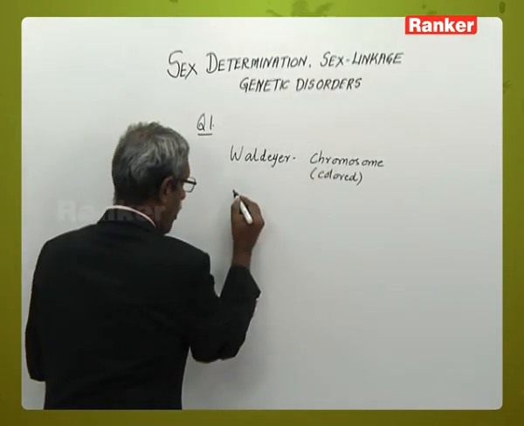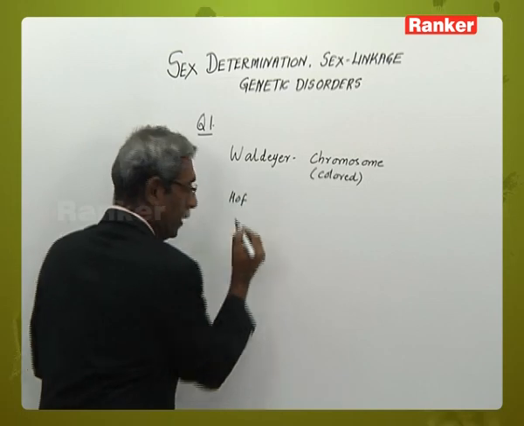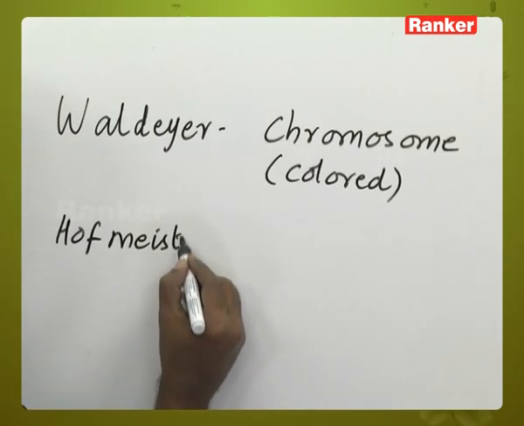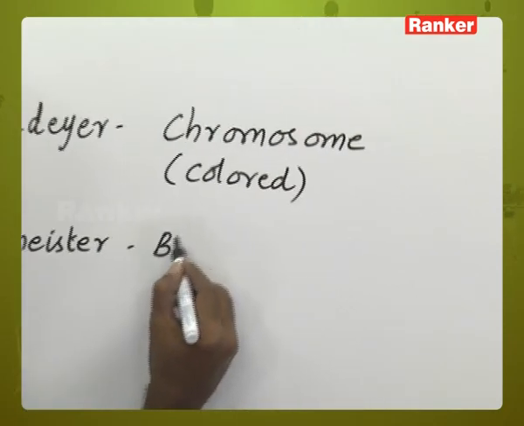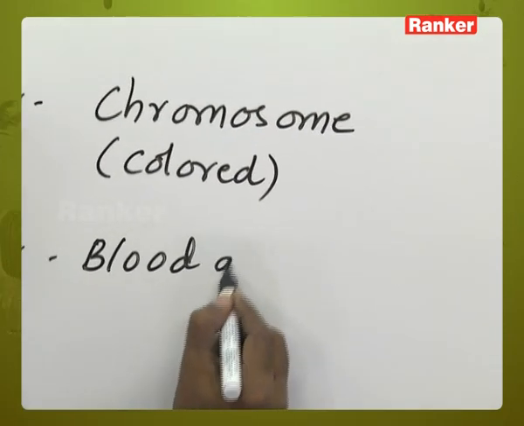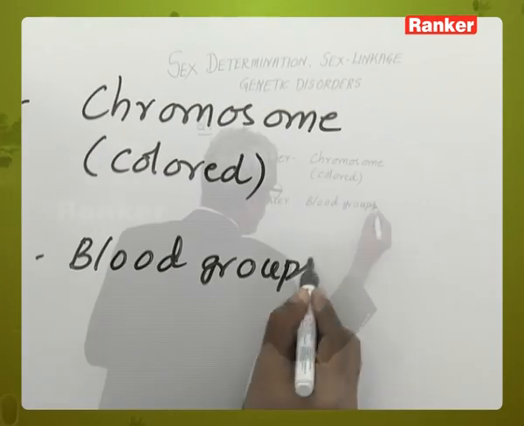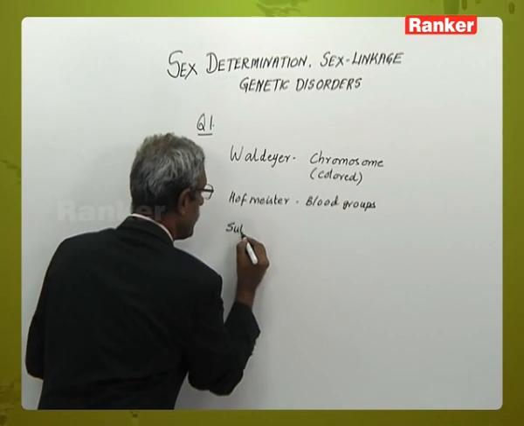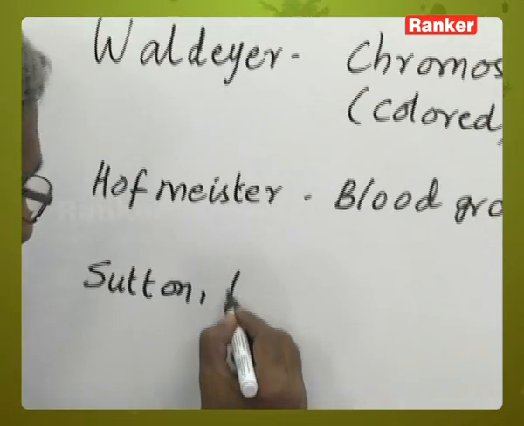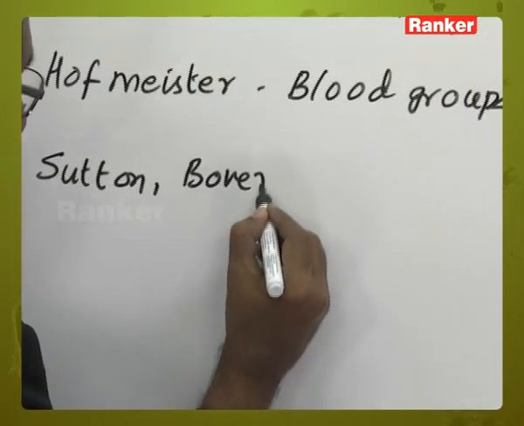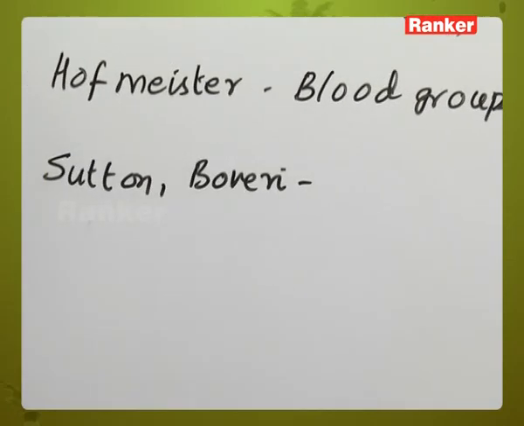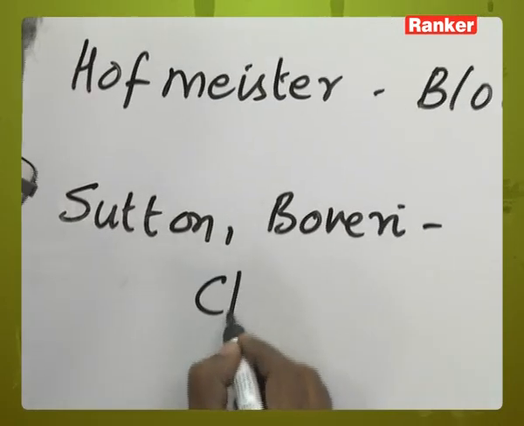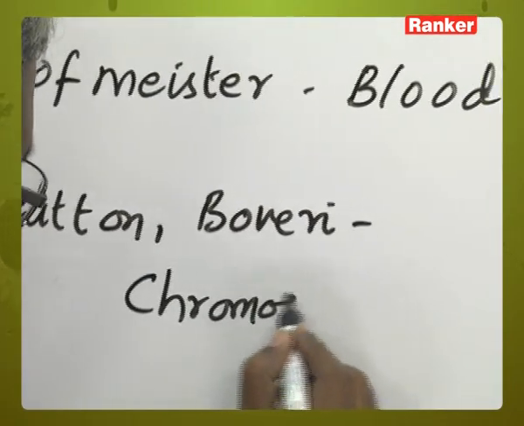While if you take Hofmeister, the choice number A, Hofmeister is associated with blood groups. While Sutton and Boveri, choices number B and C, are associated with the chromosome basis of inheritance.